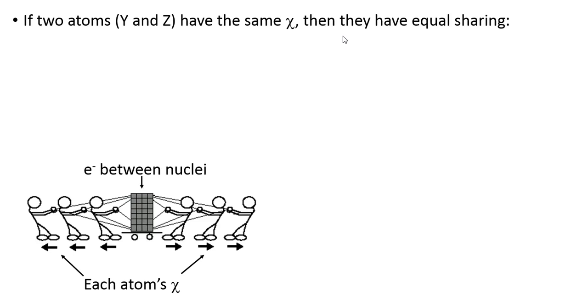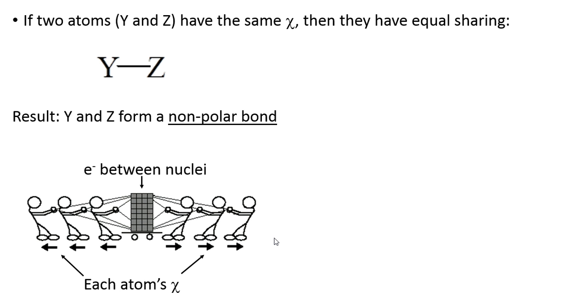If we look at an example where we have got two atoms bonded together, let's say Y and Z, if they have got the same electronegativity, they will have equal sharing of the electron density, as shown by the little figure down here at the bottom of the video. Therefore, what we see in this example is a non-polar covalent bond because the electron density does not primarily exist on one end of the bond versus the other end.